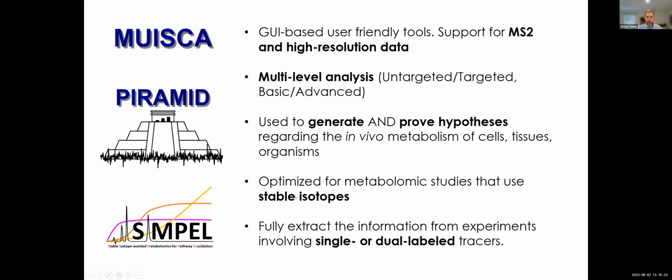And so just to wrap up, we've generated a suite of tools that are optimized for metabolomic studies that use stable isotopes. These are GUI-driven, user-friendly tools that can support both MS2 and high-resolution data. Some tools are meant for untargeted analysis and others for targeted analysis. Some are for more basic users and others have more advanced features. But altogether, these tools allow us to generate and prove hypotheses regarding the in vivo metabolism of our experimental systems.